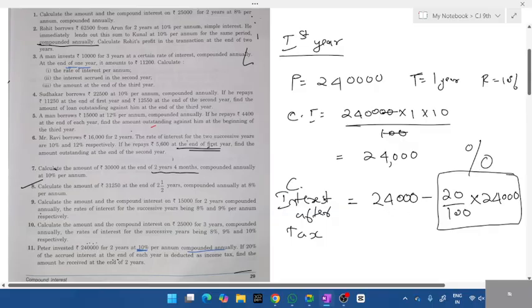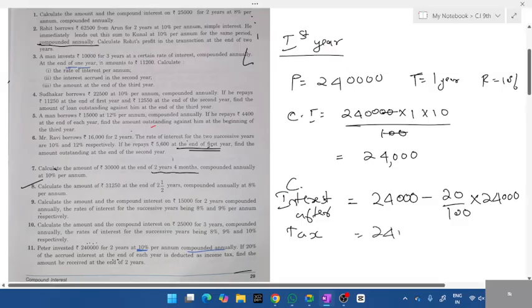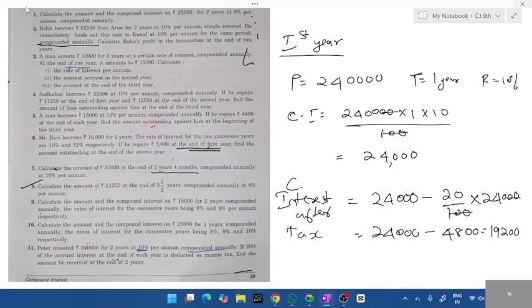See, this is income tax calculation, percentage calculation. So you have to reduce. You can do it in a single step like this. Then what do you get? 4,800. How much is 24,000 minus 4,800? 19,200, right? Did you all get 19,200, all of you?